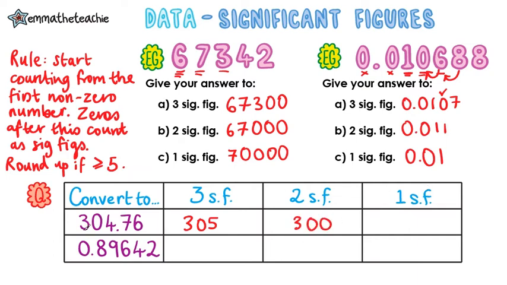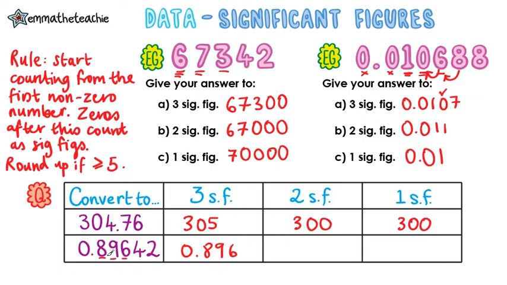And to 1 significant figure, it's going to be 3, and then it's just followed by 2 zeros again. It can happen that it looks the same. Okay, and the next one, 3 significant figures. 1, 2, 3. The 4 means it doesn't round up, so it's 8, 9, 6.